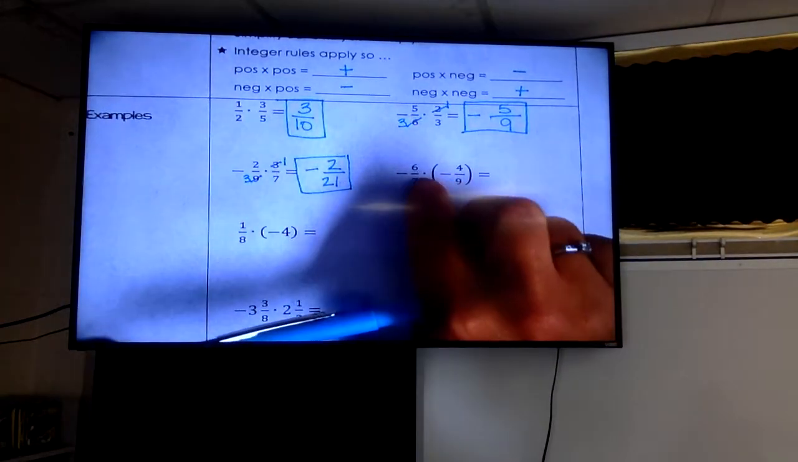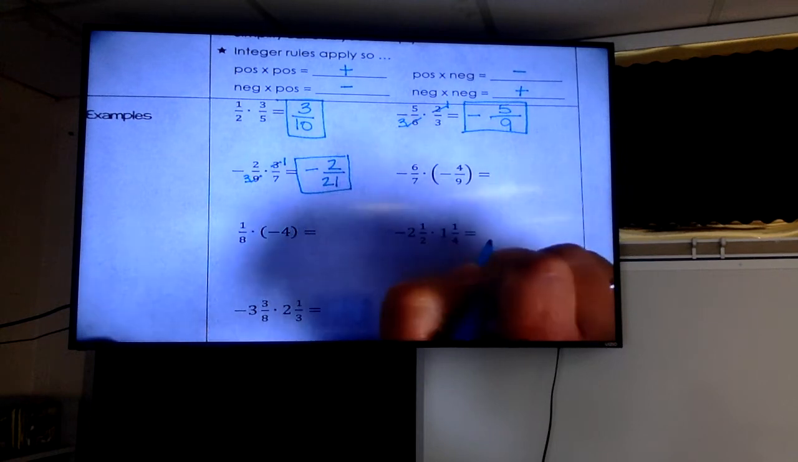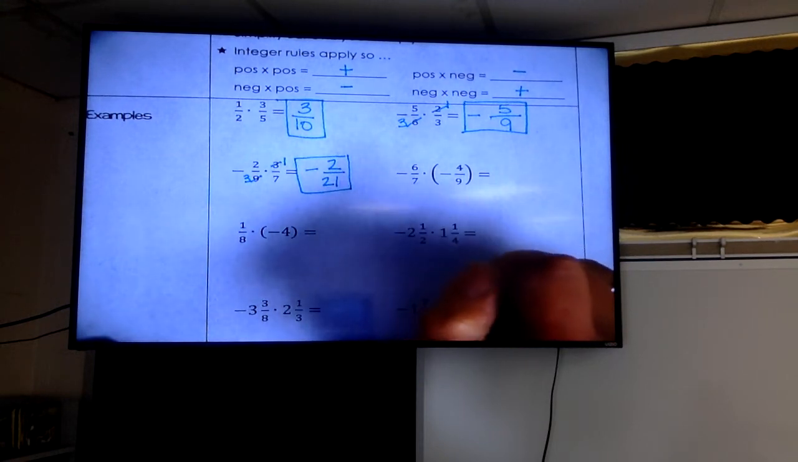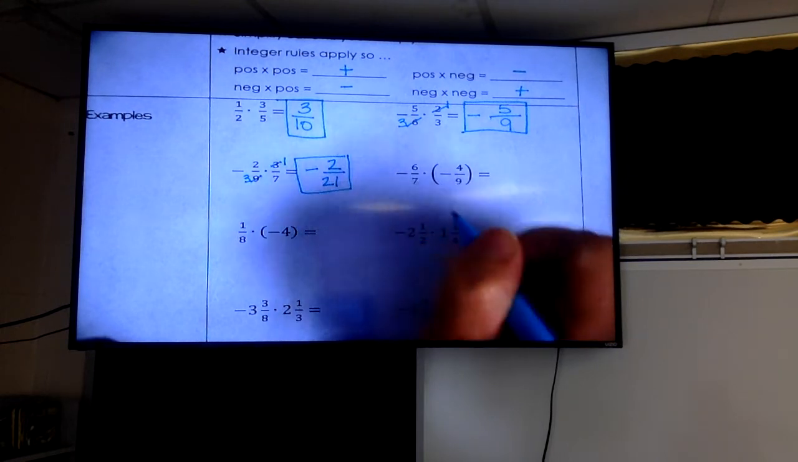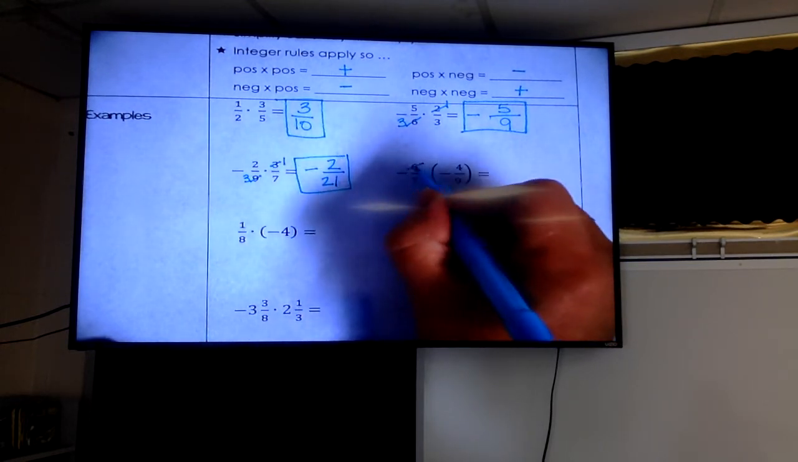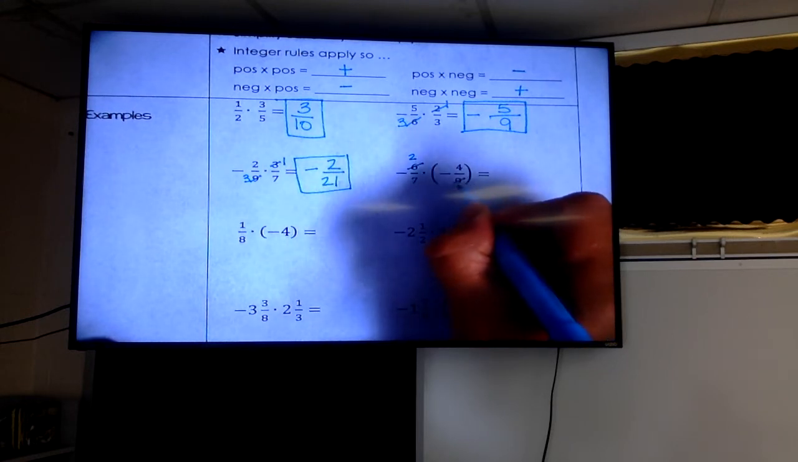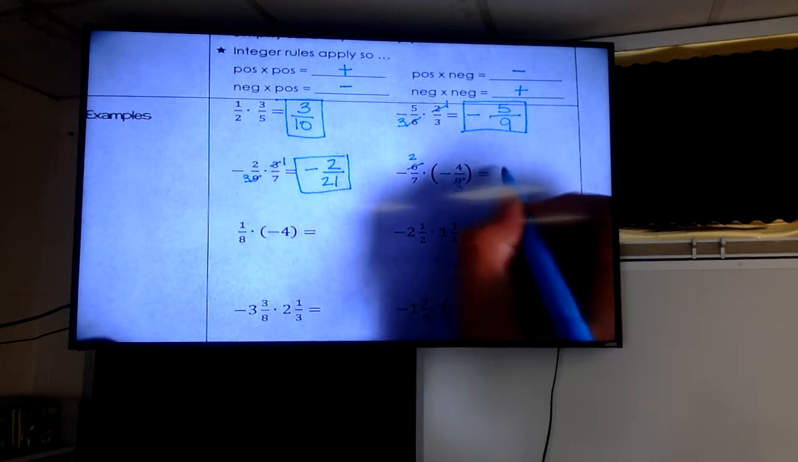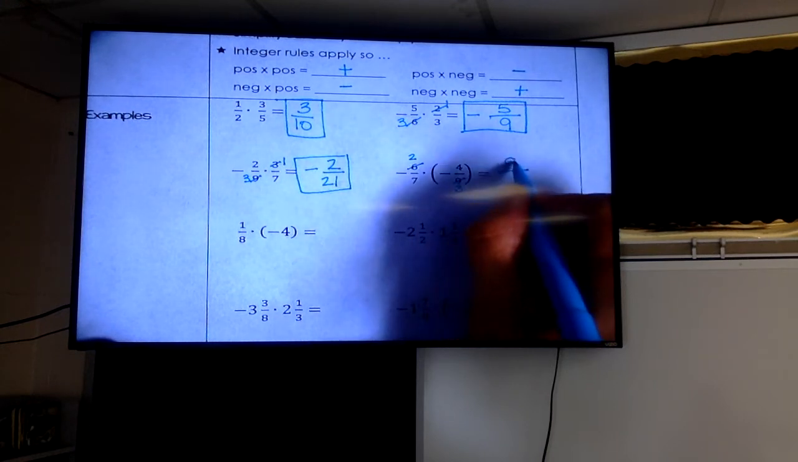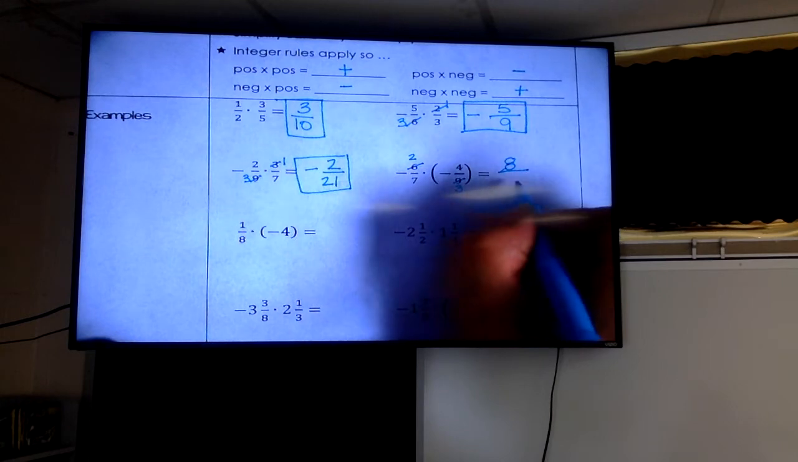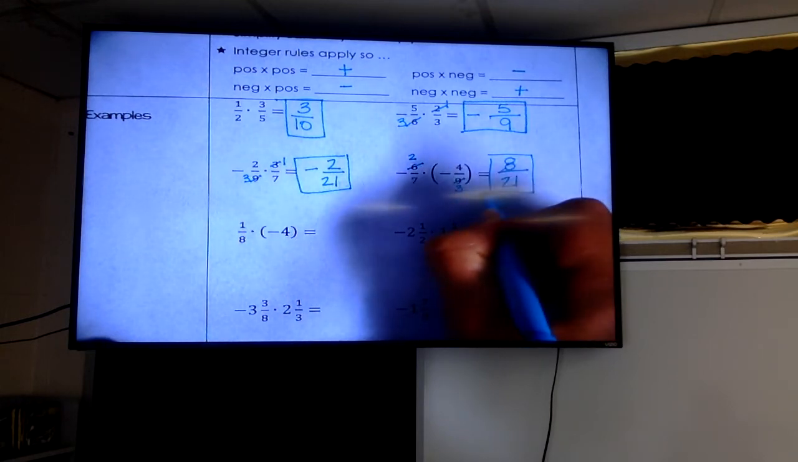Try it again. A negative times a negative is a positive. So I'm not going to write anything. Now I'm just going to check and see if there's anything I can simplify. So I see a 6 and a 9, and they share the common factor of 3. So 6 divided by 3 is 2, and 9 divided by 3 is 3. And now I just multiply across. So 2 times 4 is 8, and 7 times 3 is 21. So my answer is 8/21.